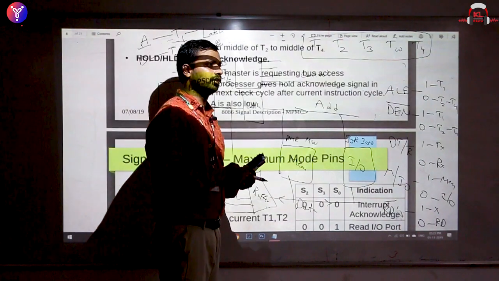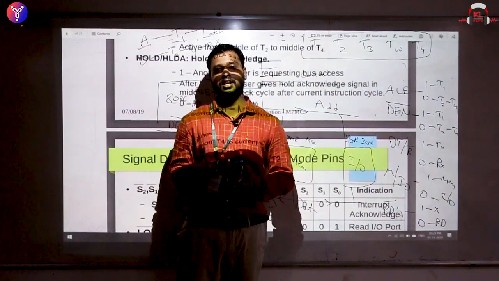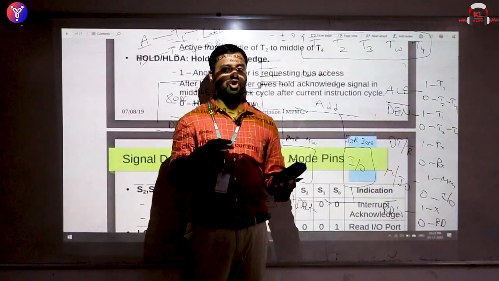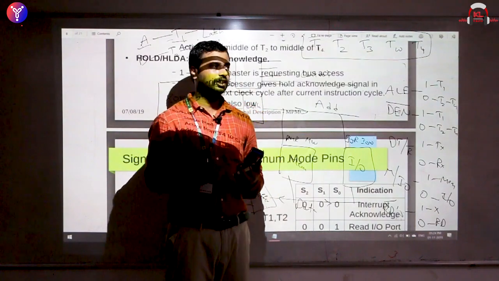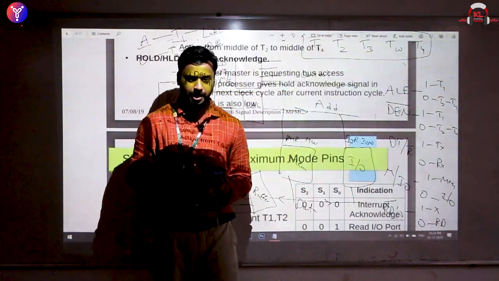Hold, interrupt and interrupt acknowledge are requesting the CPU time, whereas hold and hold acknowledge are requesting the bus time. Suppose there is a copy paste operation. There is no point of CPU involving there. That is where we have come across a concept of DMA.